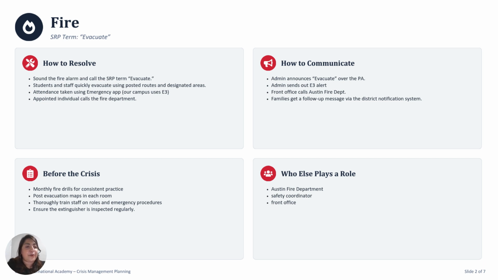Of course, we have the evacuation maps that I already previously spoke about. You have the SRP terms on the back of your badge that I have provided for you. And then, of course, we're going to ensure that all fire alarms and extinguishers are inspected regularly to make sure that they work. So, of course, we might have the Austin Fire Department become a key stakeholder in this event, especially if it is more severe. Of course, our safety coordinator, and then the front office staff will help with communications as well.